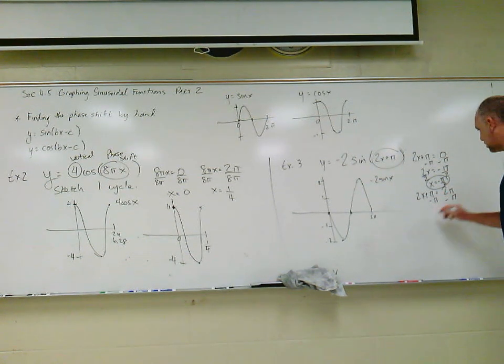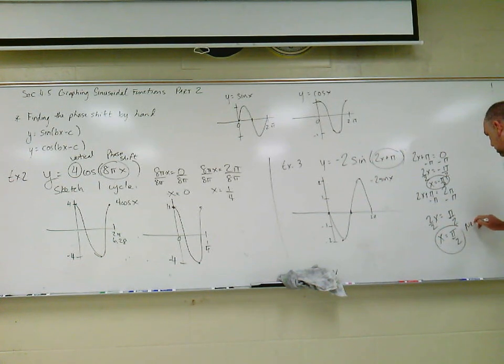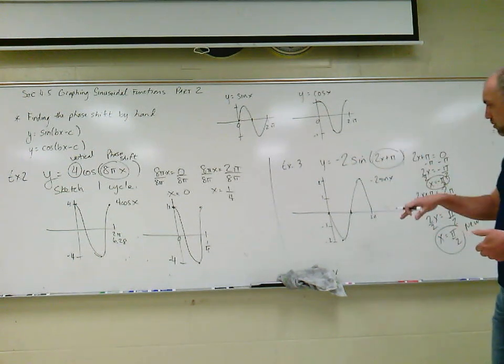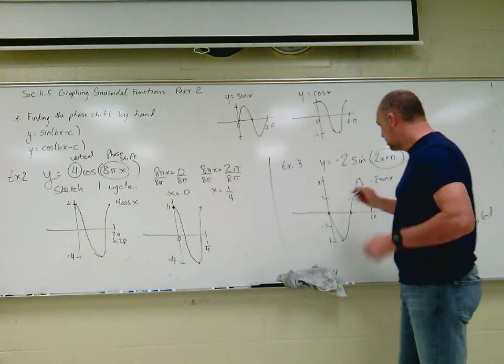Subtract pi, 2x equals pi, divide by 2, x is pi over 2. That's going to be the new end. So I've got to draw this picture here from negative pi over 2 to pi over 2. You can put it on the same frame if you want.